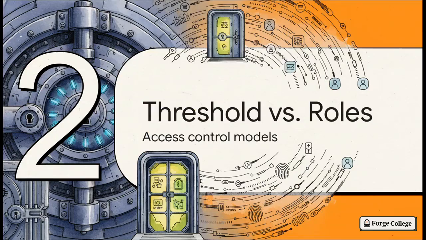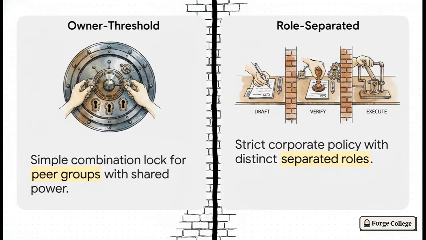Moving right along to Section 2, core patterns, threshold versus role separation. So now that we have our foundational transaction object sorted out, how do we actually manage who gets to approve these things? Well, there are 2 primary architectural patterns we look at here. The first is the owner threshold model. Imagine this as a simple combination lock where a peer group shares power. If the threshold is, say, 2 out of 3, any 2 owners can spin the dial and pop open the vault. It's flat, it's really simple, and it's fantastic for small teams.